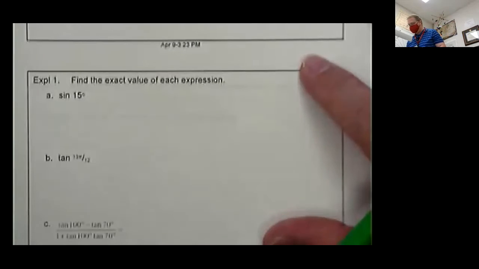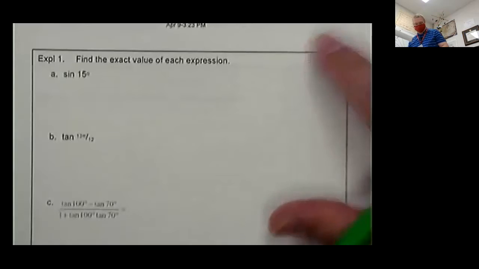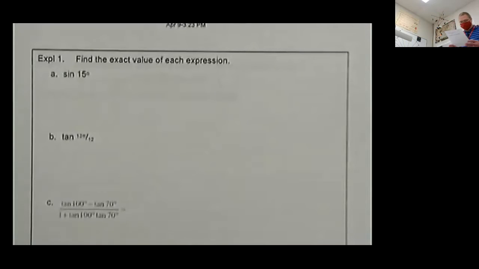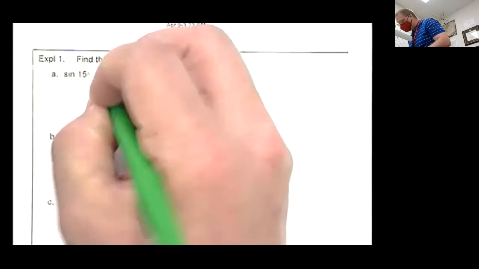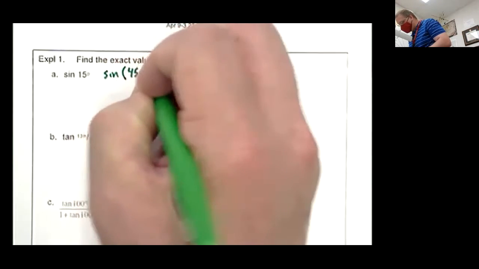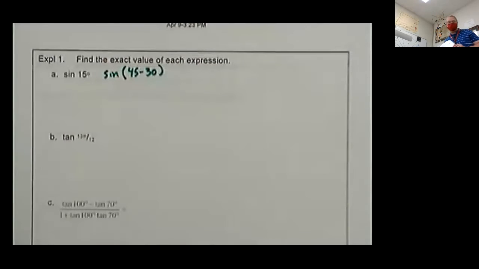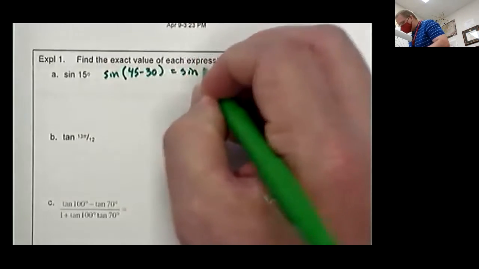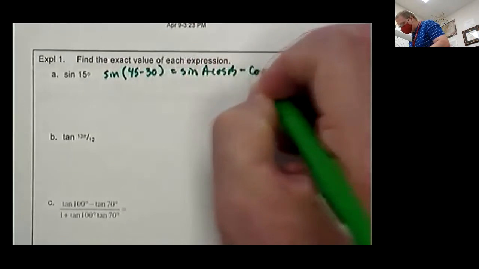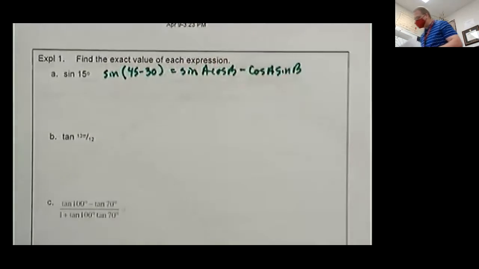All right, so here we go. Example 1. Find the exact value of each expression. So let's find the sine of 15. We need a way to come up with 15. Well, our smallest angles that will give us 15 are sine of 45 minus 30. Again, there are a lot of bigger angles you could use, but we're going to use those because they're small and nice and easy to work with. And so that's going to get us our identity, sine of a cosine of b minus cosine a sine of b. And so we're going to plug into that identity and see what we get.